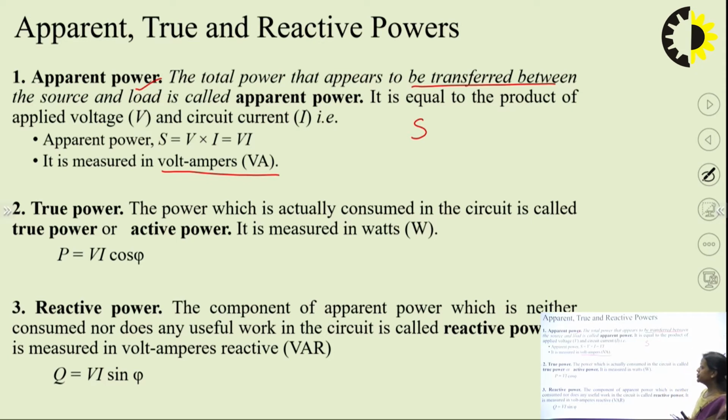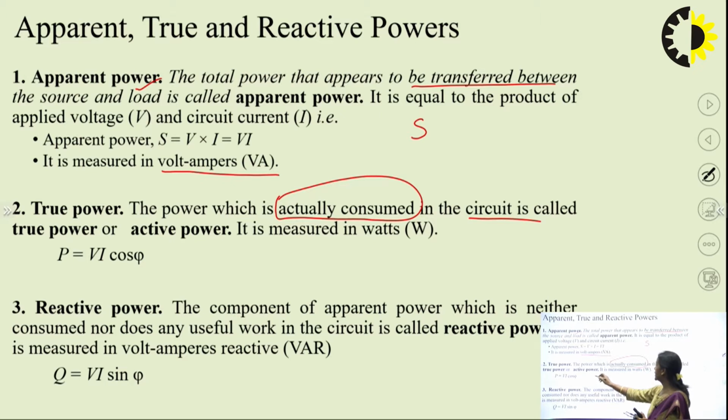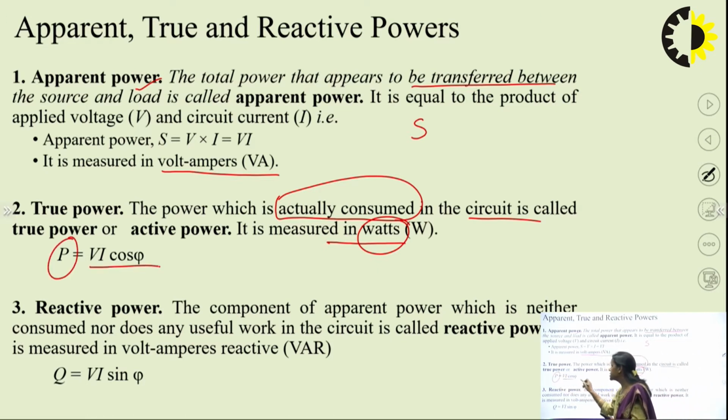Now next is the true power. This is the power which is actually consumed in the circuit. It is also called the active power. This is called the true power or active power, and it is measured in watts. So remember all these units. This is very important, and this is denoted with capital P, and this is equal to VI cos phi.